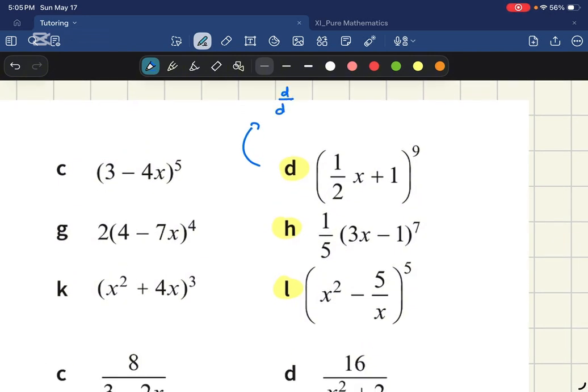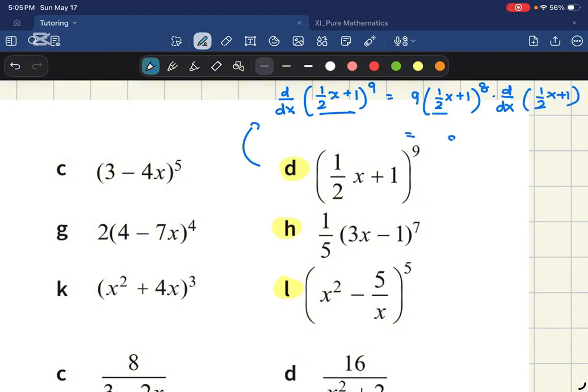So d by dx of (half x plus 1) to the power 9. So you just use the rule: 9 (half x plus 1) to the power 8 times, ani x dega, ani x made, so you differentiate it again. Half x plus 1. So you have 9 (half x plus 1) to the power 8, and if you differentiate the second part, you get half. So now you have 9 over 2 (half x plus 1) to the power 8. So that is your solution for D.